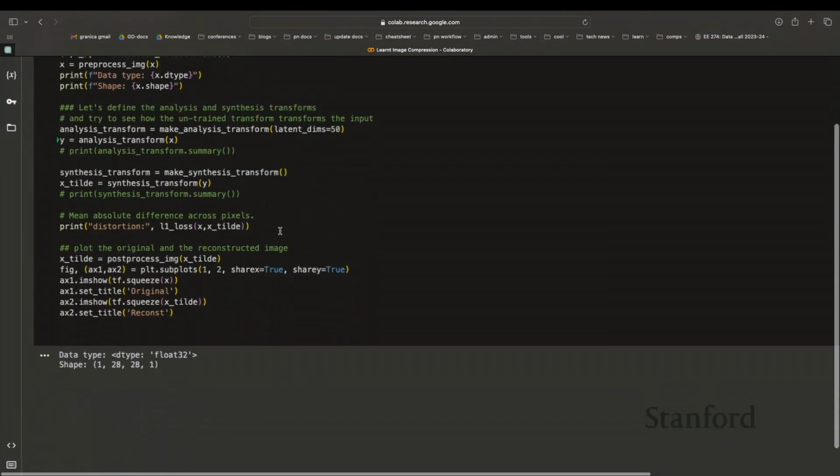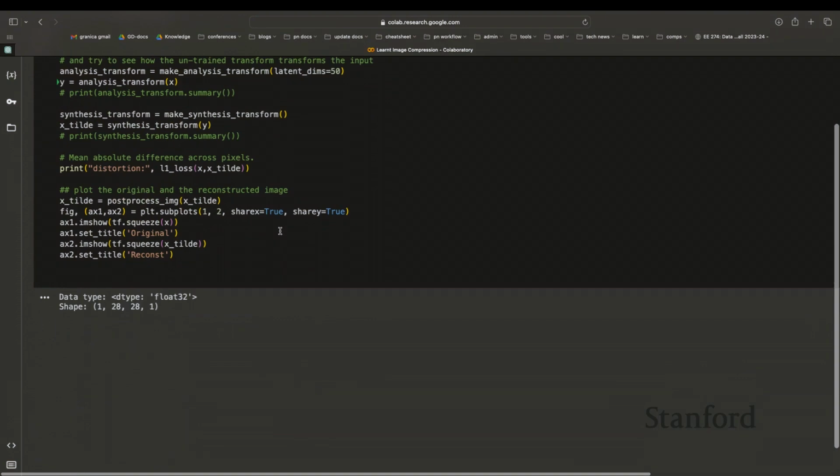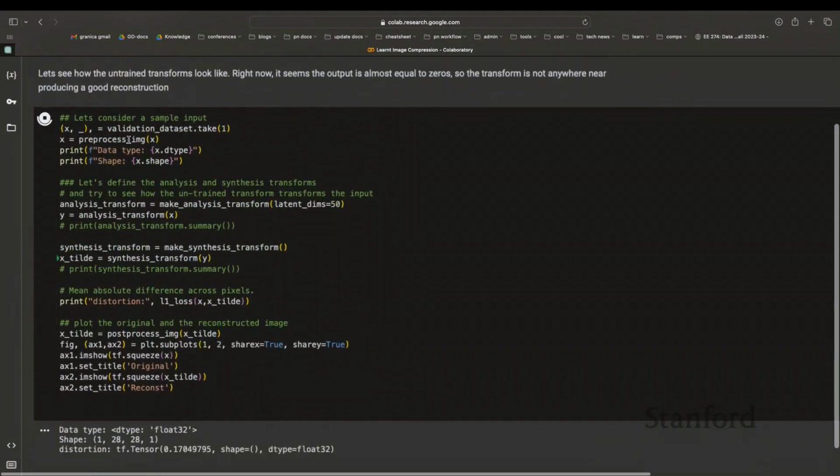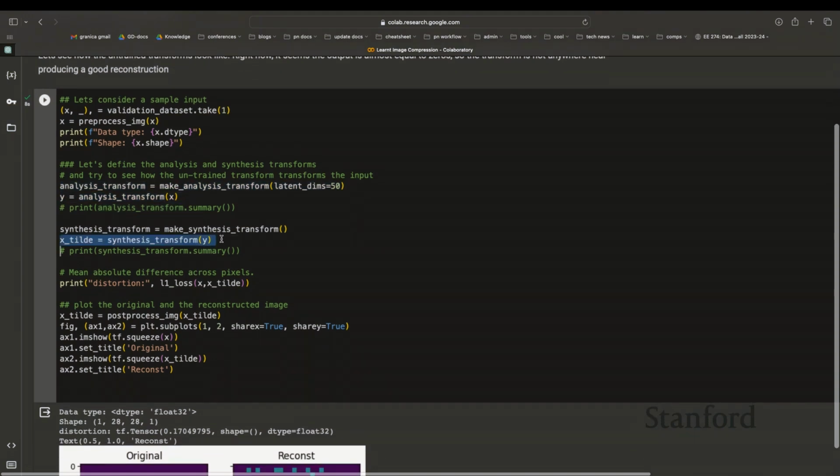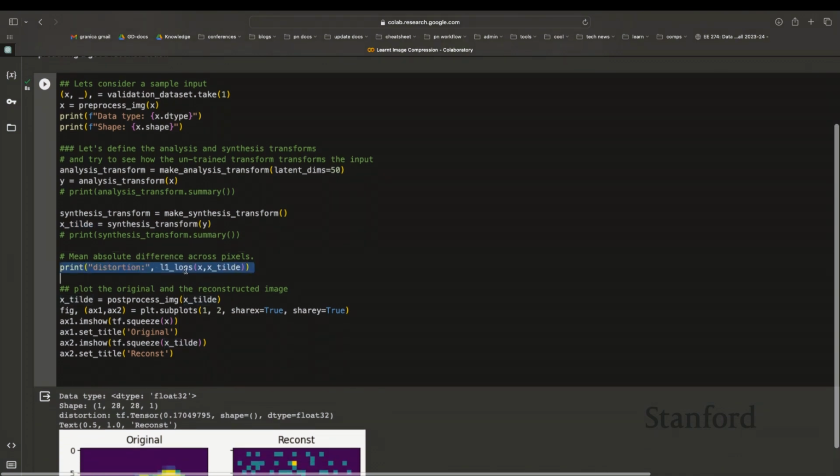Okay, so here let's just look at what an untrained network looks like. So right now we haven't done any training. We just pre-process the image. We apply the analysis transform to get this Y. And then we use this Y to get X tilde. So this is like our autoencoder kind of step, right? Exactly that. And then we optimize for L1 loss.